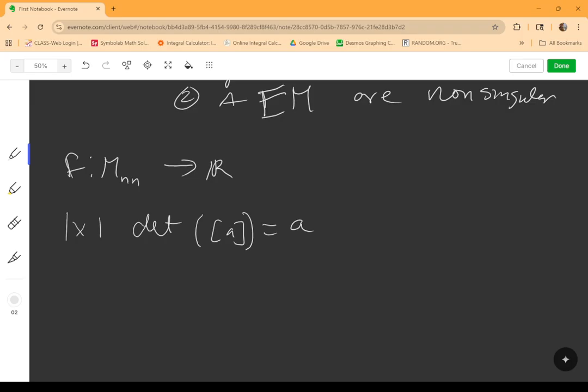All right. And again, if you look at the definition in the textbook, it has a very technical definition here.